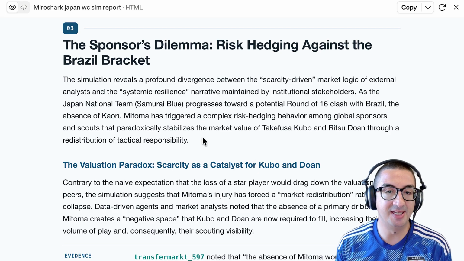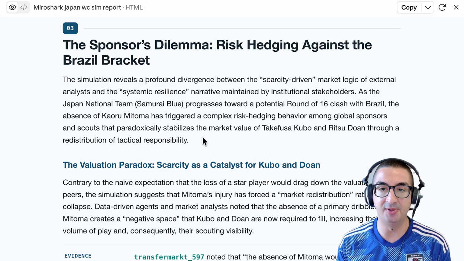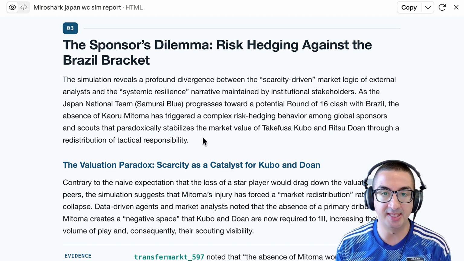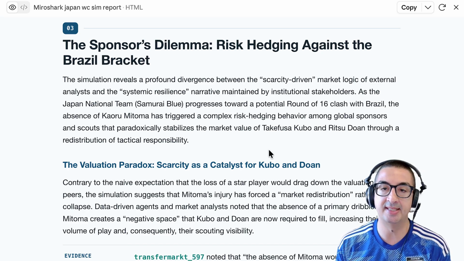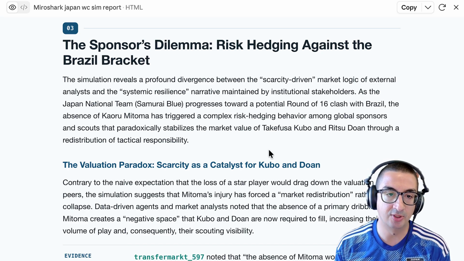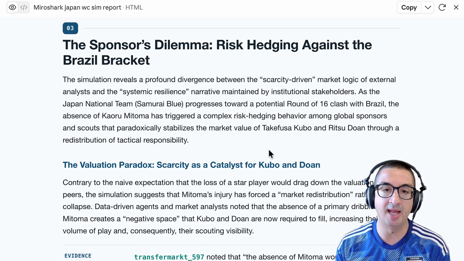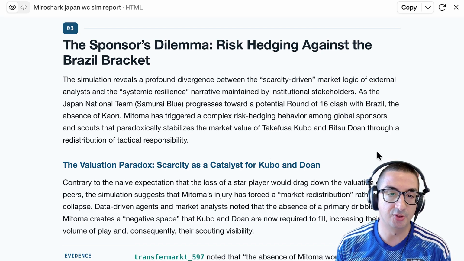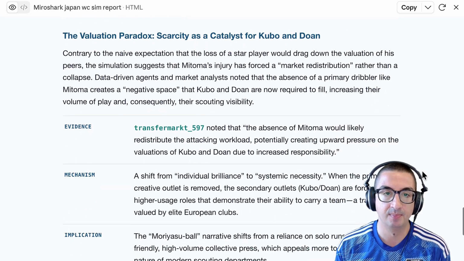The simulation reveals a profound divergence between the scarcity-driven market logic of external analysts and the systemic resilience narrative maintained by institutional stakeholders. As the Japanese national team, Samurai Blue, progresses toward a potential round of 16 clash with Brazil, the absence of Kaoru Mitoma has triggered a complex risk-hedging behavior among global sponsors and scouts that paradoxically stabilizes the market value of Takefusa Kubo and Ritsu Doan through a redistribution of tactical responsibility.